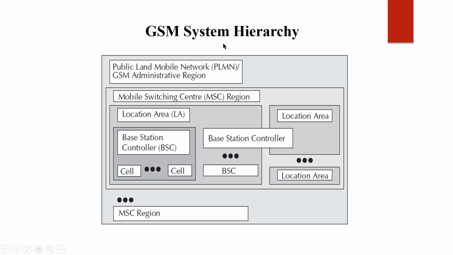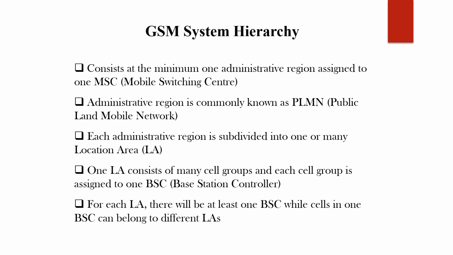You have to write all the details in a proper manner. Okay, the number of cells are connected to a base station controller. Base station controllers belong to the location area. Location areas point to the MSC region, and all these MSC regions point to the GSM administrative region. That is the main source here.